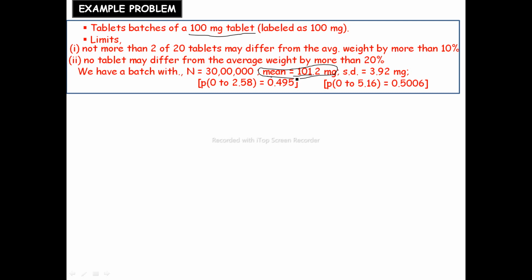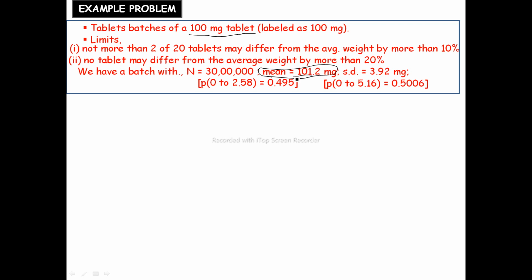The mean weight of the tablets is 101.2 mg. There may be a plus or minus variation in weight, but that plus or minus should not be more than 10%. Okay, it means the weight should not be more than 10% above or below the mean.